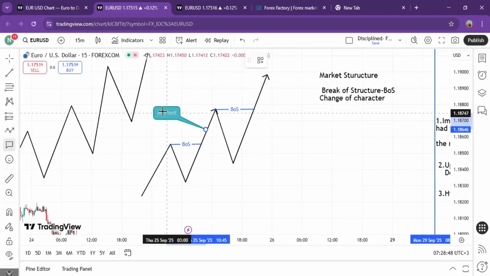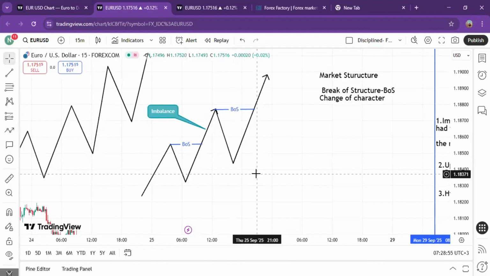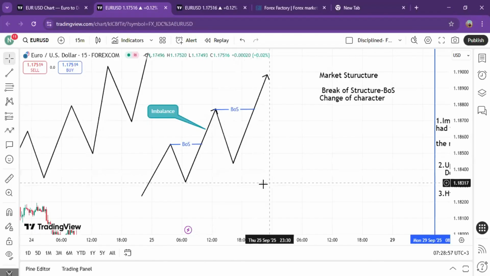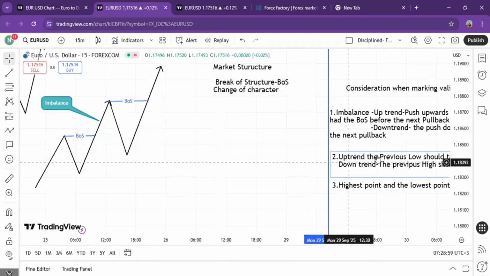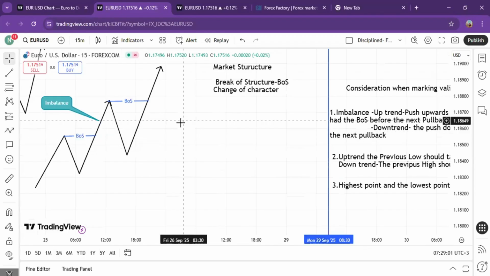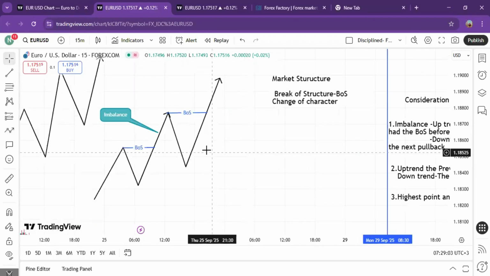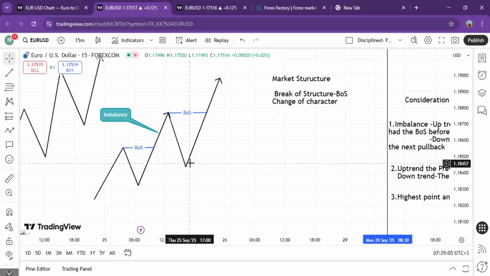You need to see this imbalance in the market. So that is what I'm referring to. Then the second criteria, on the uptrend, we say that the previous low should not be broken. So if the market takes out this low, then it invalidates this pullback here.